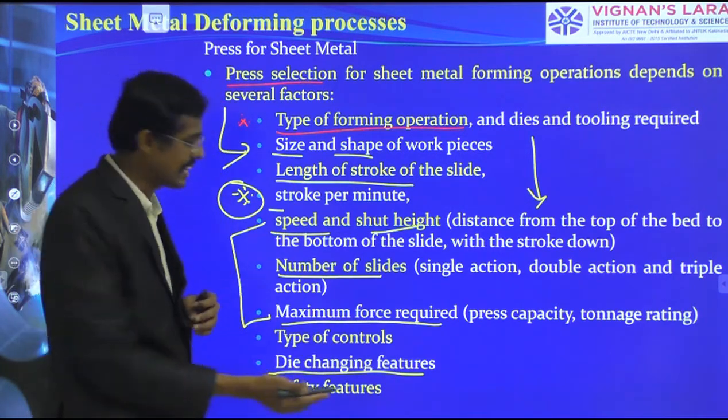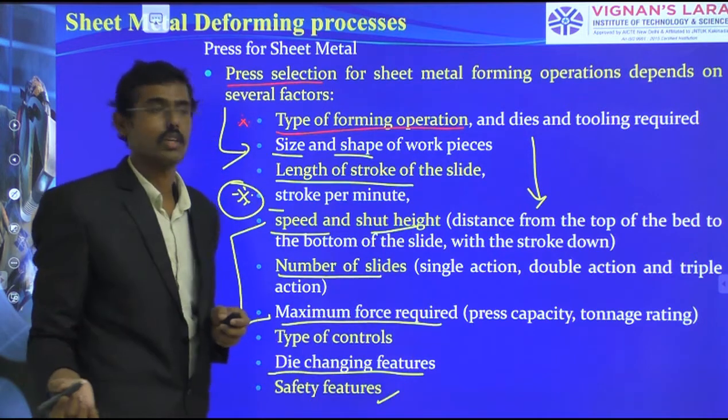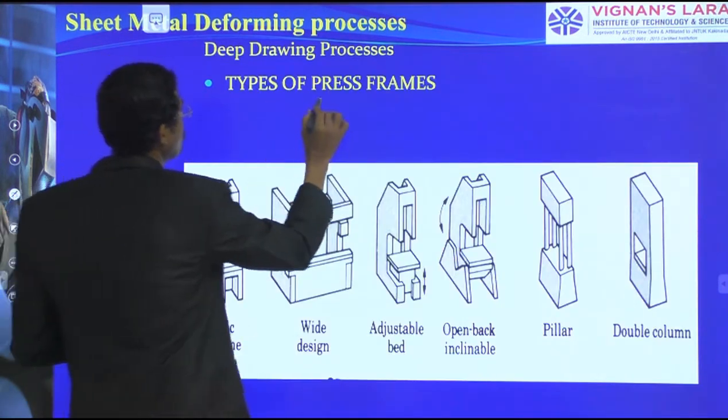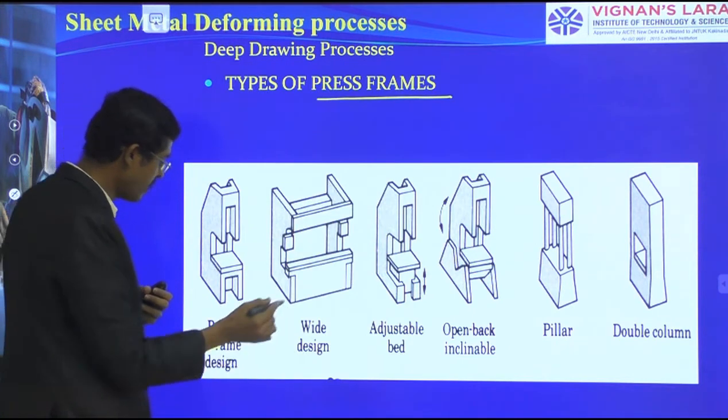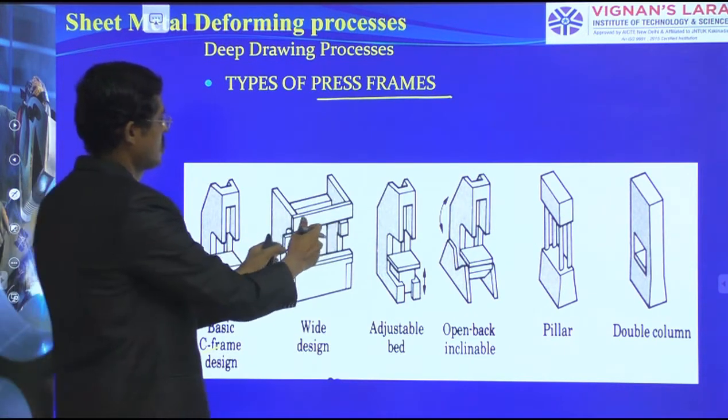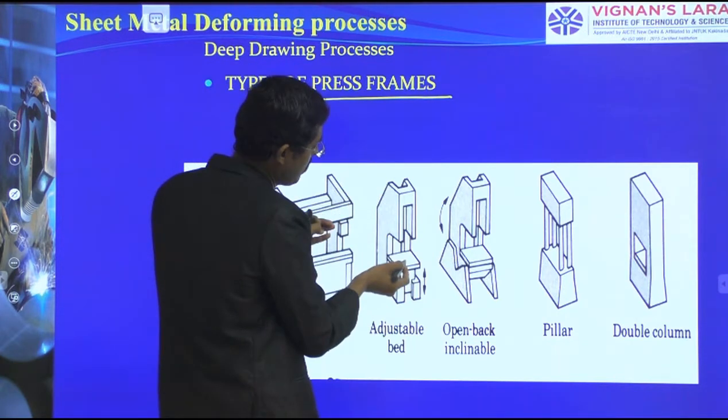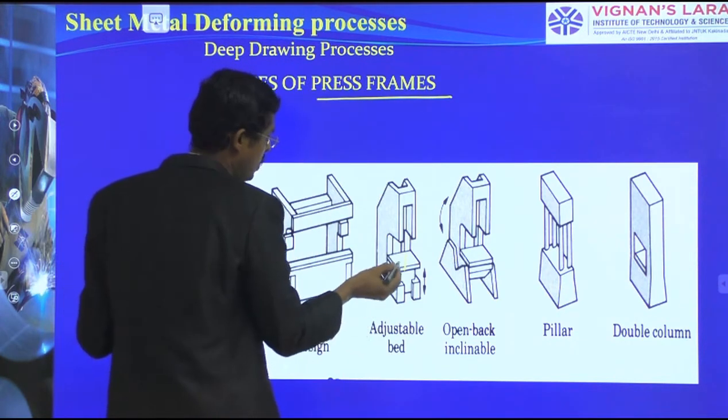Depending upon that, at last we have the safety features also. Then the types of press frames. We have a basic C frame, wide design frames, and adjustable beds. Beds can be adjusted up and down.